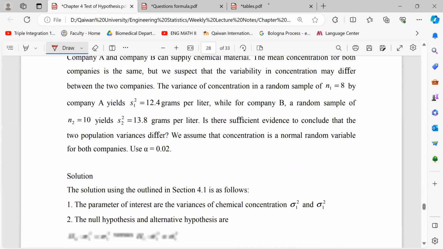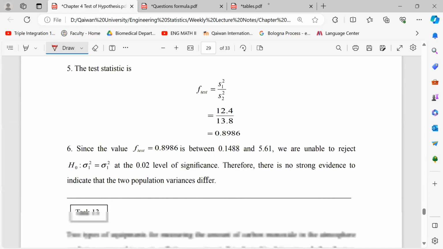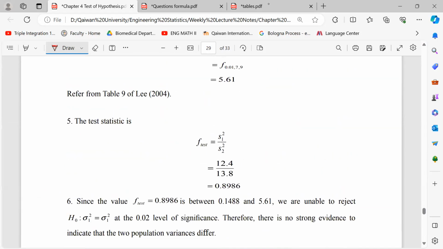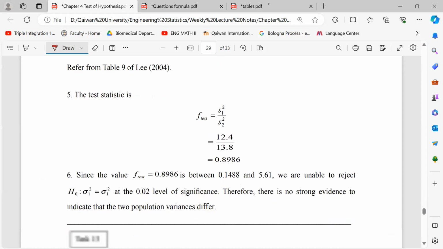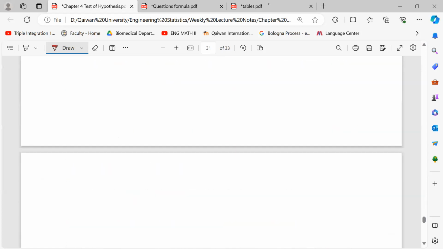And this is an example. Try to read it. And if you have any questions, let me know. And it's enough. So it's the end of this chapter.